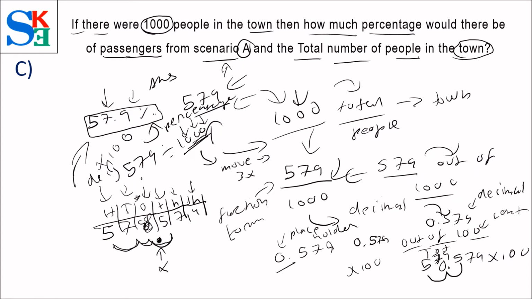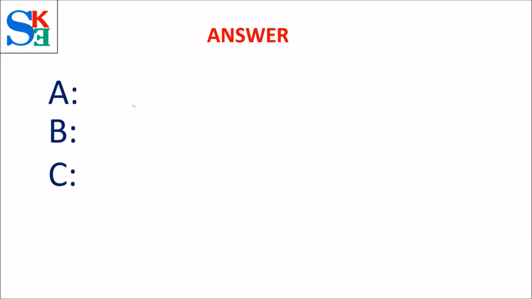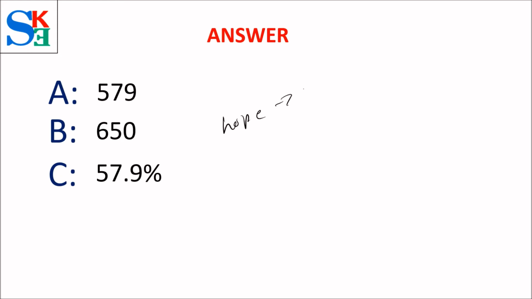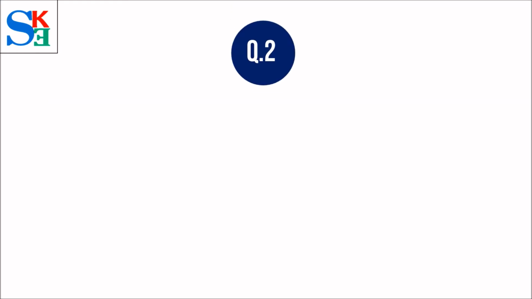Now I'm going to show you the answers of A, B, and C. What was the answer to A? 579. B, it was 650. And C, it was 57.9%. So I hope you understood what I did in question 1. Now we've only finished question 1. Now we need to go straight up to question 2. So let's go.